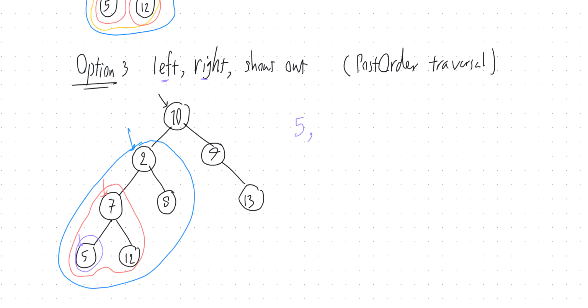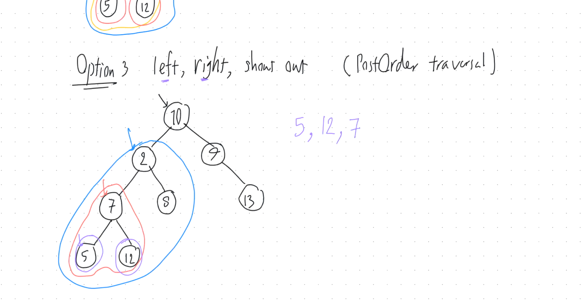No. Remember, postorder says when you're done with left, then it's time for processing the right subtree. So I don't shout out 7 yet. I go to the right subtree. 12. First go left, there is no left, then go right, there is no right. Now you can shout out 12 itself. Now backtrack, and it's 7's turn now because we are done with this left subtree, we are done with this right subtree, so now we can shout out 7.